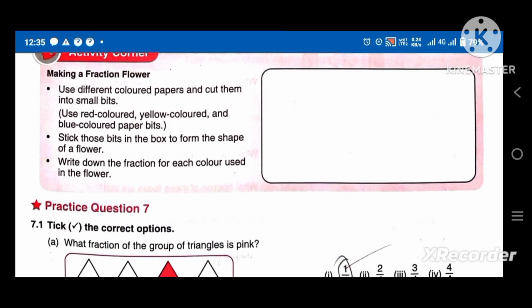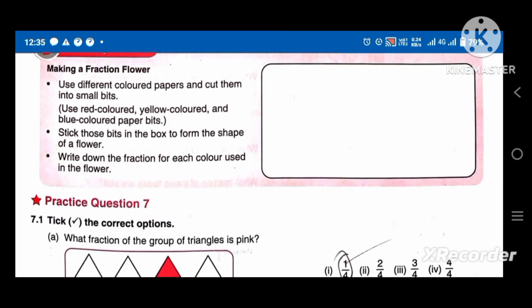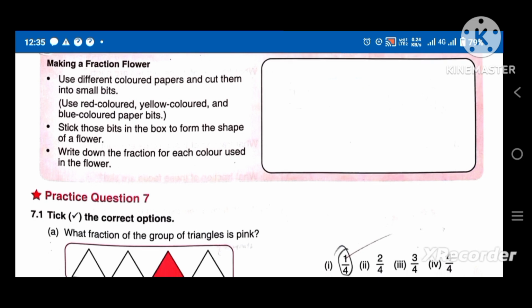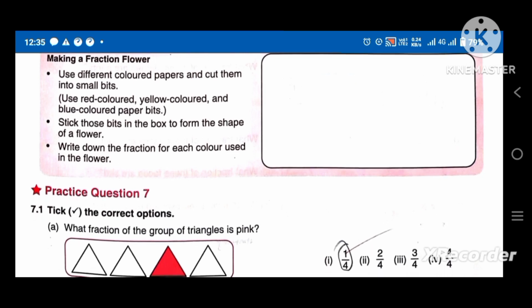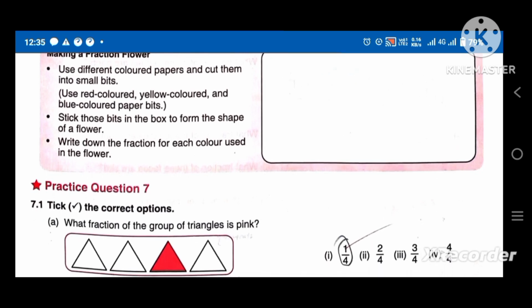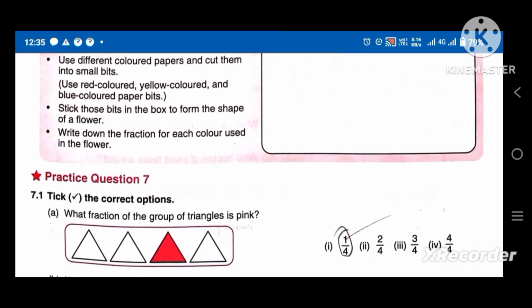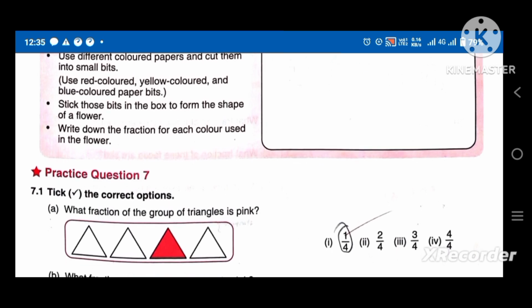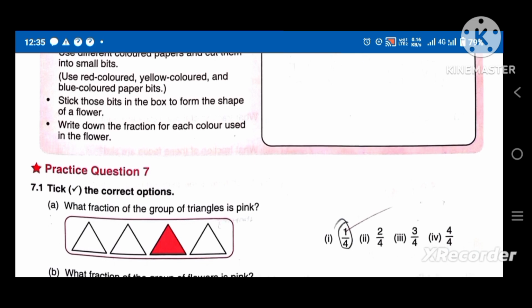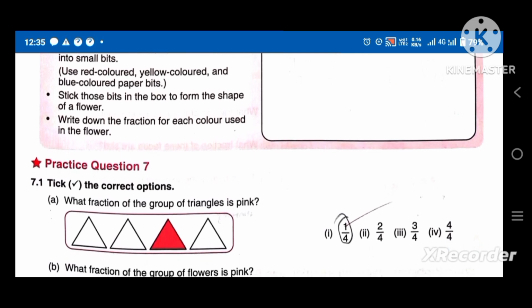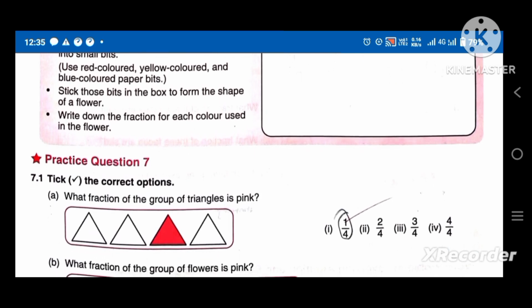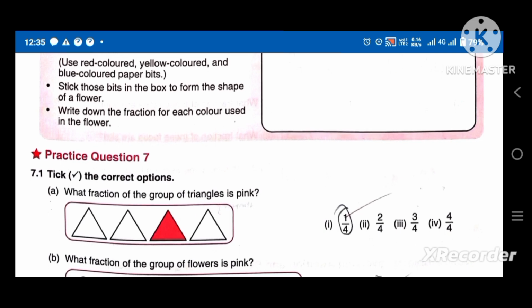Practice question 7.1. Tick the correct options. A. What fraction of the group of triangles is pink? Here 4 triangles are there. The color shaded is one part, so 1 by 4 is the right answer.